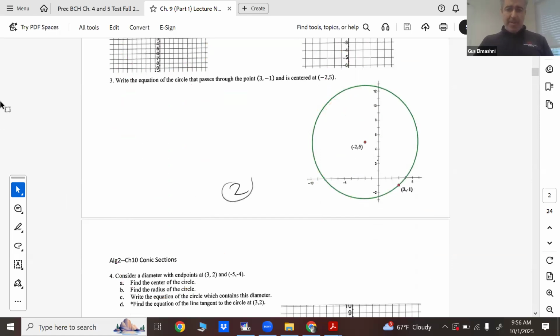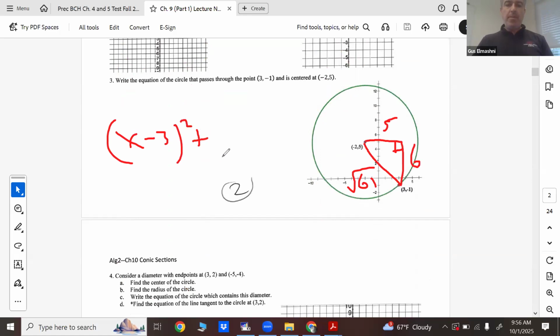Writing the equation should be pretty straightforward as well. Seriously, just do Pythagorean theorem to get the radius. You're going from -2 to 3, that's 5. 5 to -1, that's 6. That's root 61. Equation, easy peasy. x minus 3 squared plus y plus 1 squared equals 61. So hopefully that's pretty straightforward. A test won't be that easy, just so you know, but we just have to do the foundation stuff first.